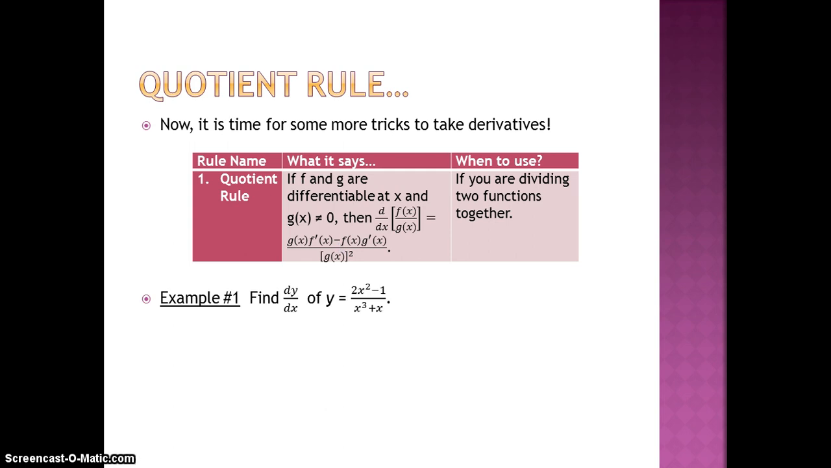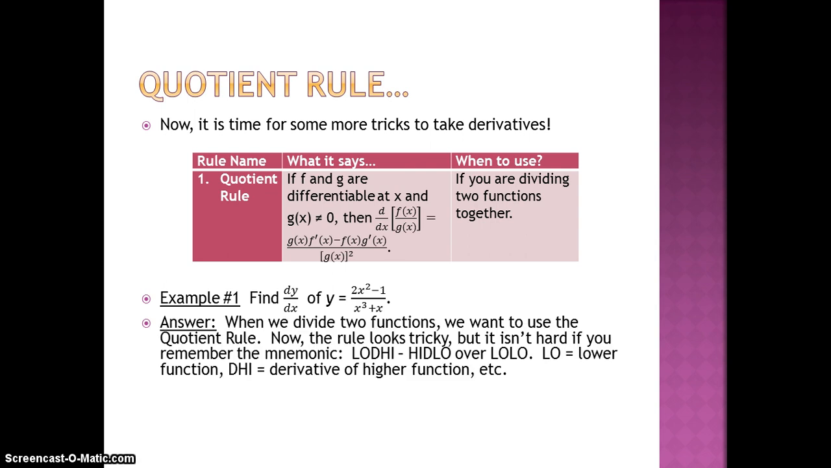So I'll lead you through this way to remember through an example. Let's say you have y equals 2x squared minus 1 over x cubed plus x. Our way to remember the quotient rule is a little mnemonic, which goes like this. We say low d high minus high d low over low low. Low represents the low function. In this case, it's g of x. D high represents the derivative of the high function. So we get low d high minus high d low over low low. You say it a few times, it's pretty easy to remember.